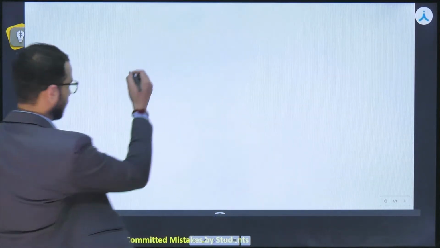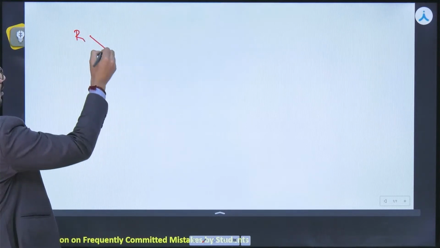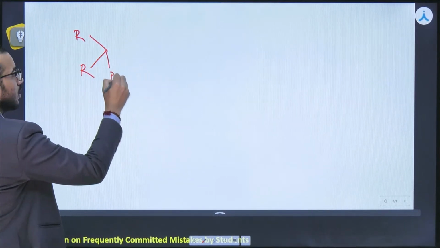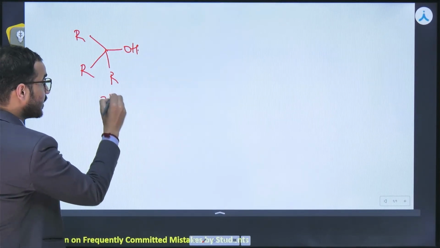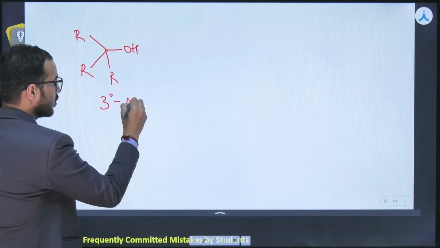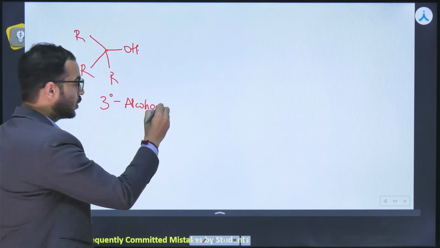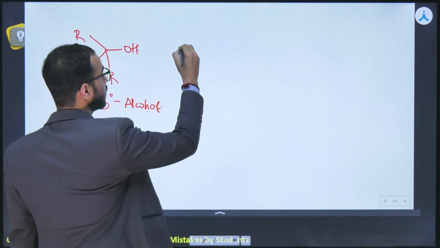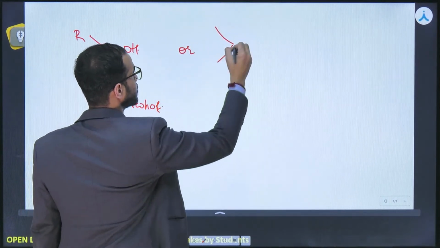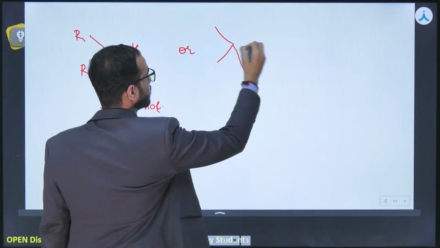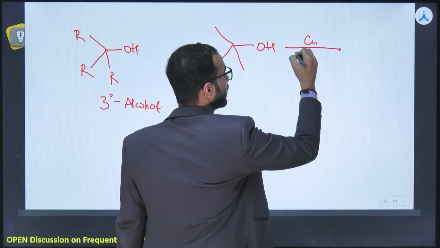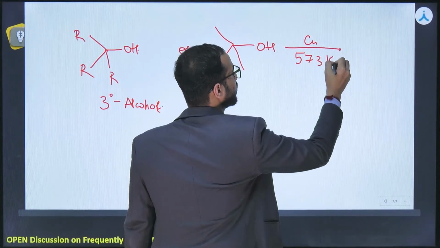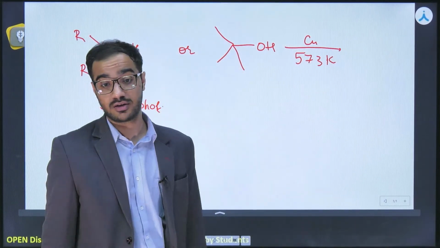Let us say we have taken R-OH, we can clearly say this is a 3-degree alcohol. If I took an independent substrate, let us say we have taken this, and you are reacting with copper at 573 Kelvin, what will be the major product?